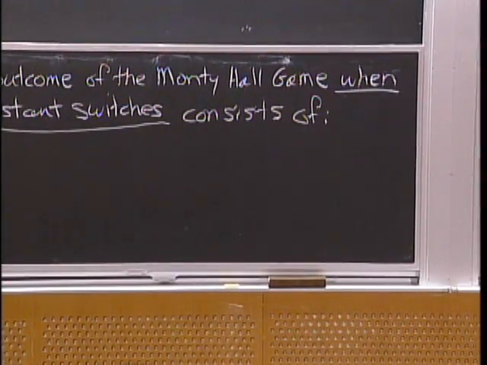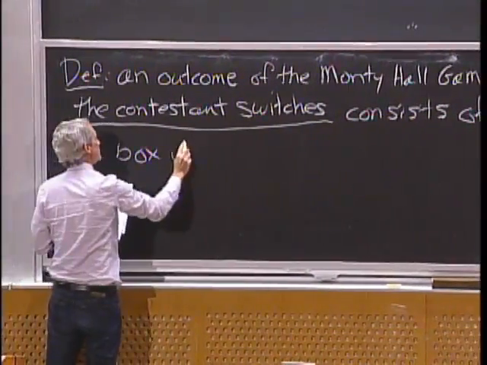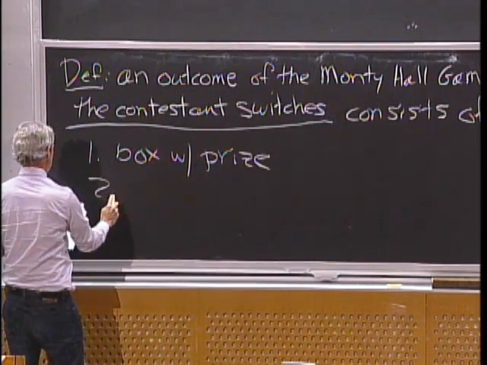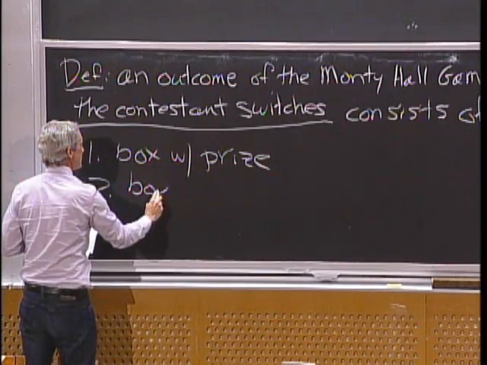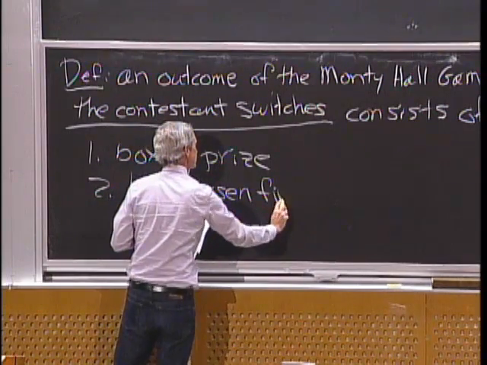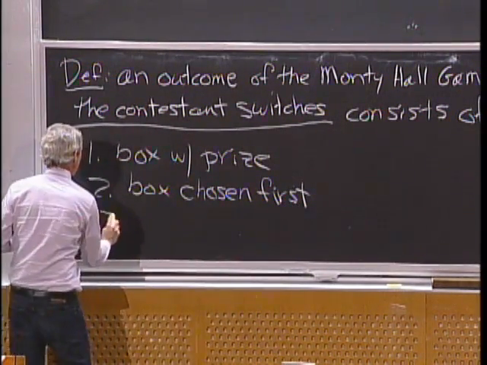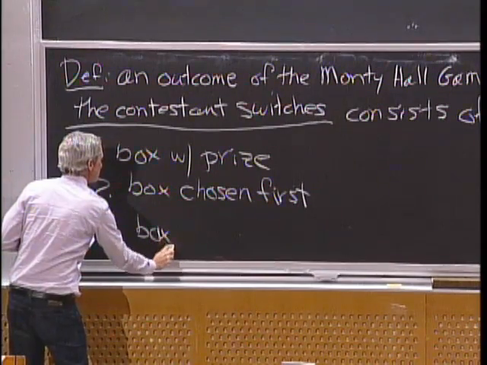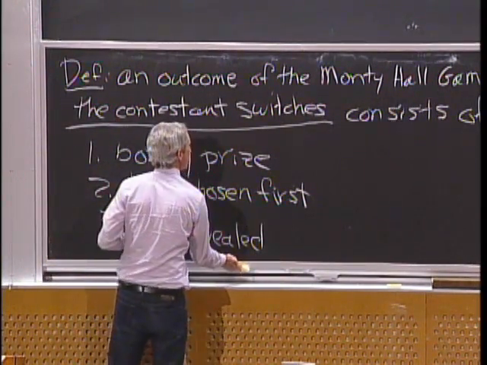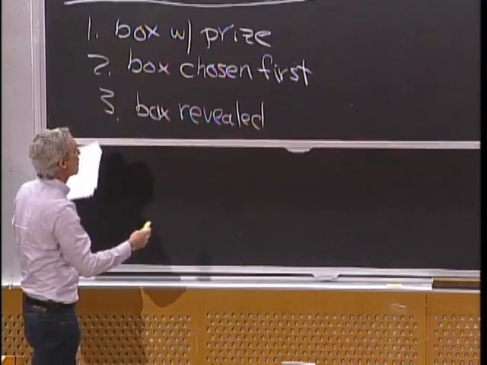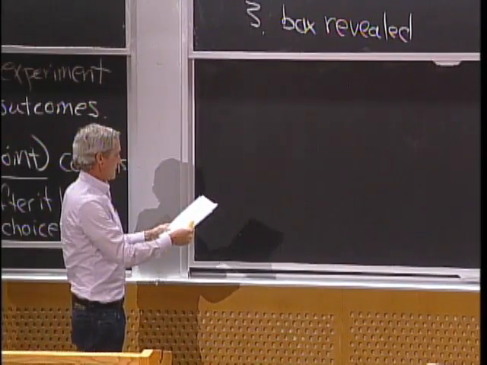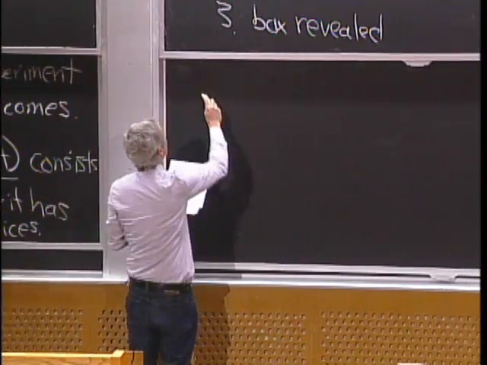First, the box with the prize. Where did Carol put it? Second, the box chosen by the contestant. And third, the box that was revealed. Once you know those three things, you know everything about what happened. All right? For example, let's look at a typical sample point.